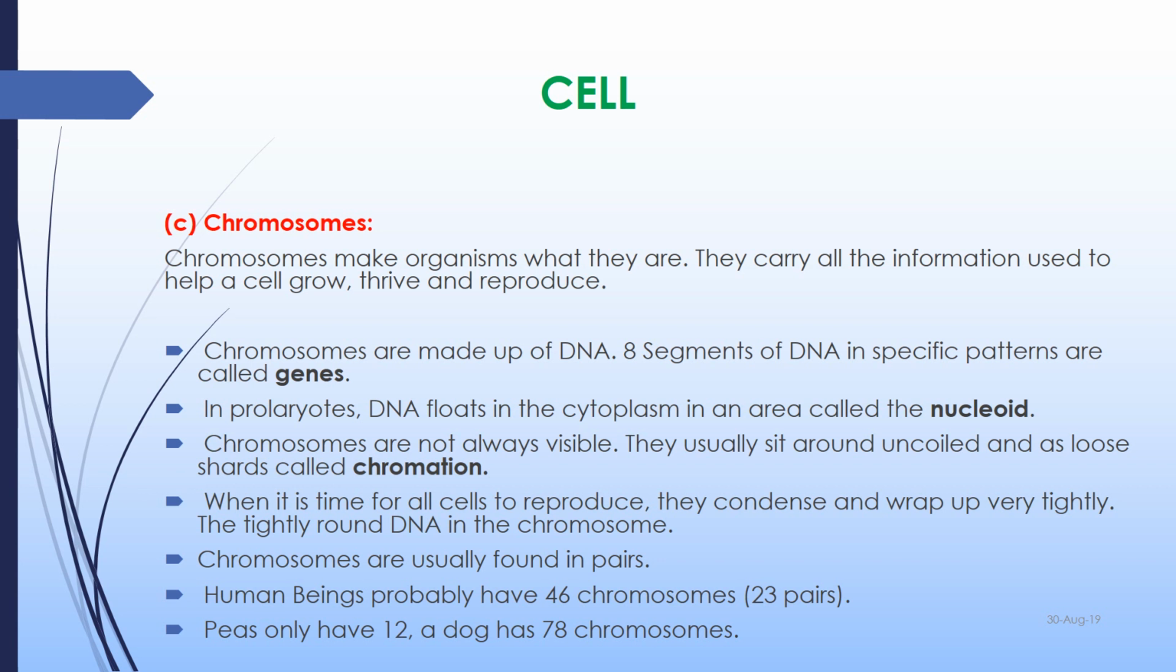They usually sit around uncoiled as loose strands called chromatin. When it is time for cells to reproduce, they condense and wrap up very tightly. The tightly wound DNA is the chromosome. Chromosomes are usually found in pairs. Human beings have 46 chromosomes, 23 pairs. Puppies only have 12, a dog has 78 chromosomes.